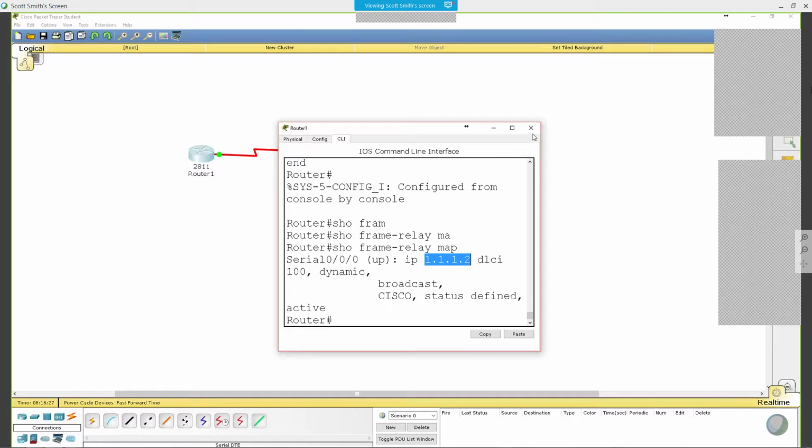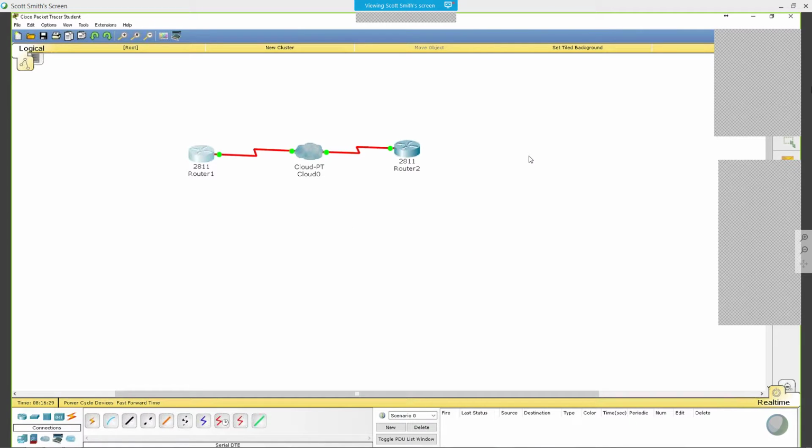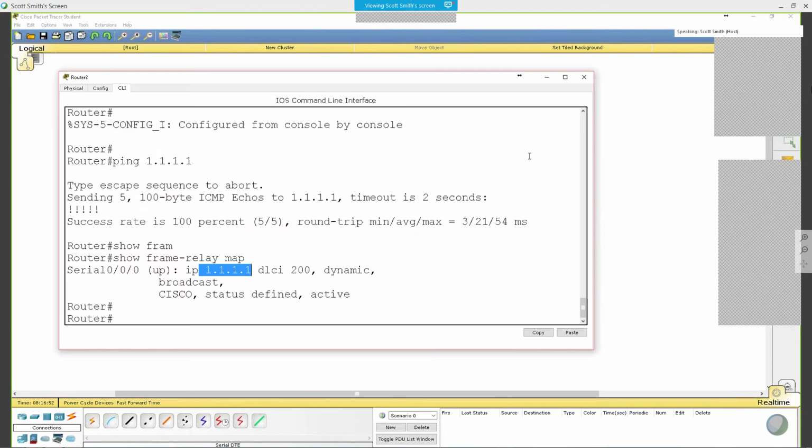So technically speaking, the only command I actually did related to frame relay, besides setting up the cloud, which is the service provider, is encapsulation frame relay. Everything else happened automatically because of LMI and inverse ARP. Everything gets discovered automatically. Now I'll leave that open so we can look at some other things as we're going through the lecture here.